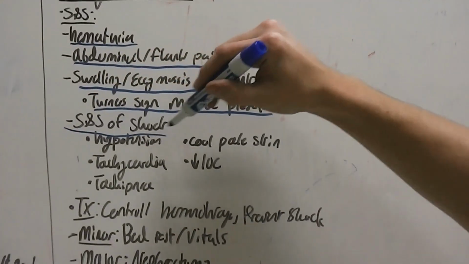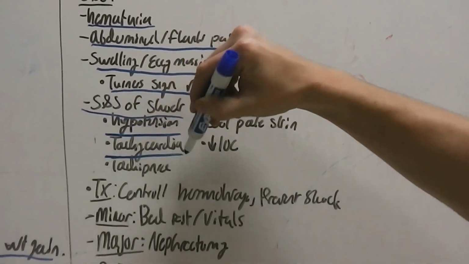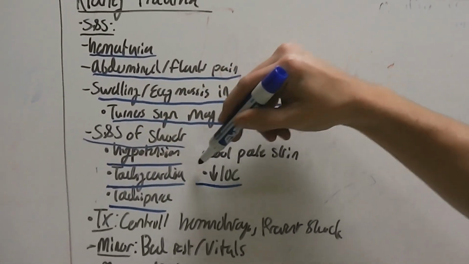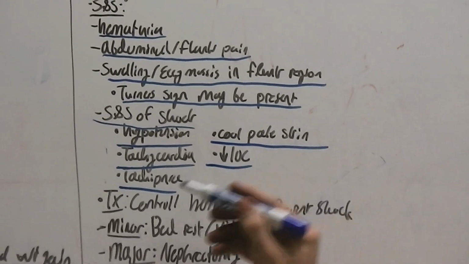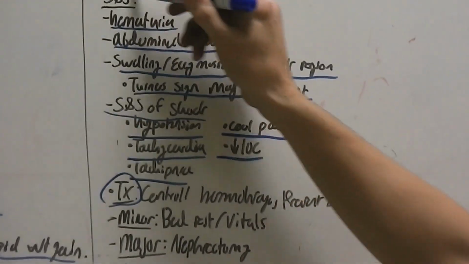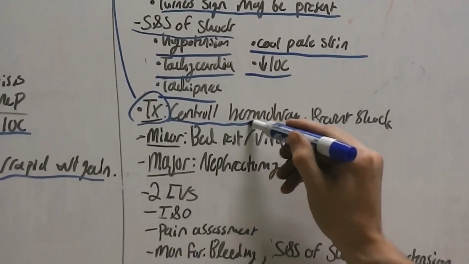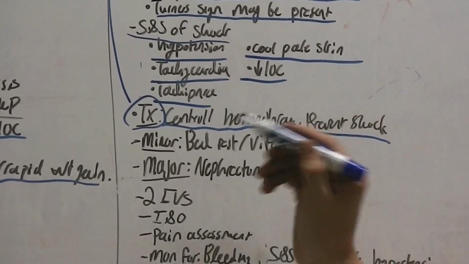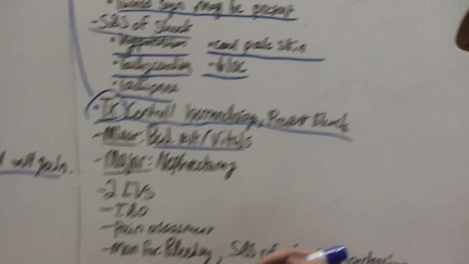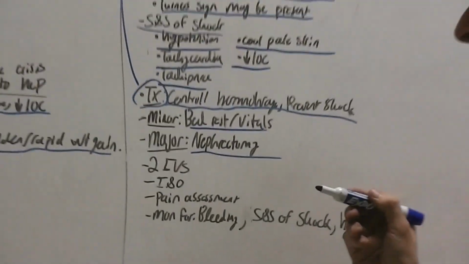Now we can also have shock with this. We need to monitor for the signs and symptoms of shock, which is hypotension, tachycardia, tachypnea, decreased level of consciousness, and cool pale skin. Now the treatment for a kidney trauma is controlling the hemorrhage and preventing shock. If it's minor, we just give them bed rest and take the vitals. If it's major, we got to do a nephrectomy.